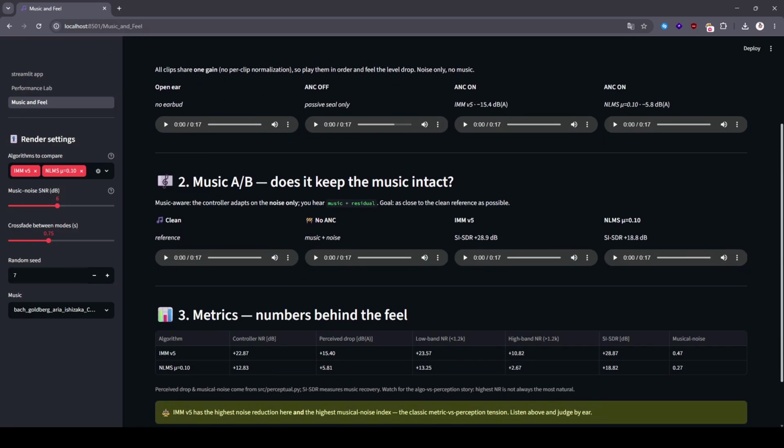So, to sum things up, single setting filters fail for short changes. The IMM, four Kalman filters blended by a Bayesian posterior, delivers 16 decibels across changing environments, runs real time in C, and we measure its limits honestly, down to the musical noise artifacts you just heard.